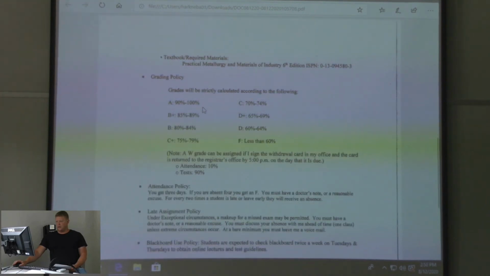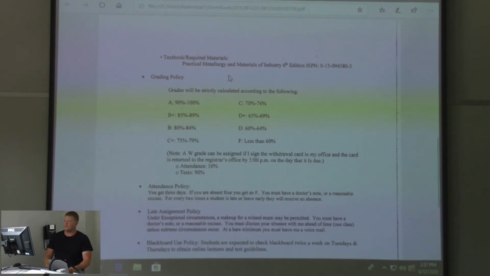Okay, textbook required materials: Practical Metallurgy and Materials of Industry, 6th edition, ISBN number. Right there it is. I don't use the textbook, so you don't have to get the textbook. I don't even know if they have it available anymore. That's what I used as a guide to doing this course. So I opened up that book and I went right through each chapter to the very end, okay? I don't make you buy the book because I'm trying to save you money, all right?